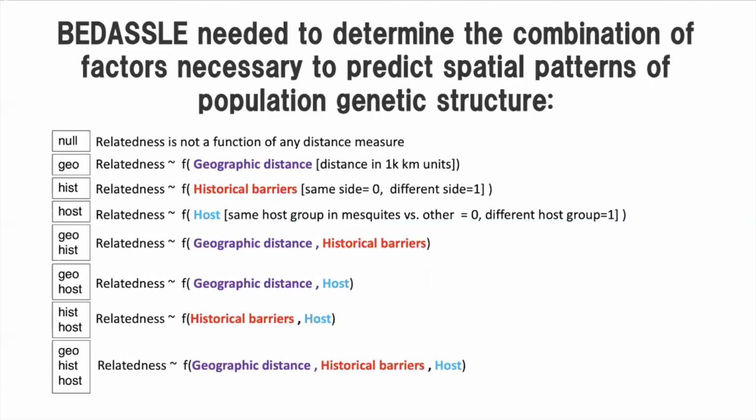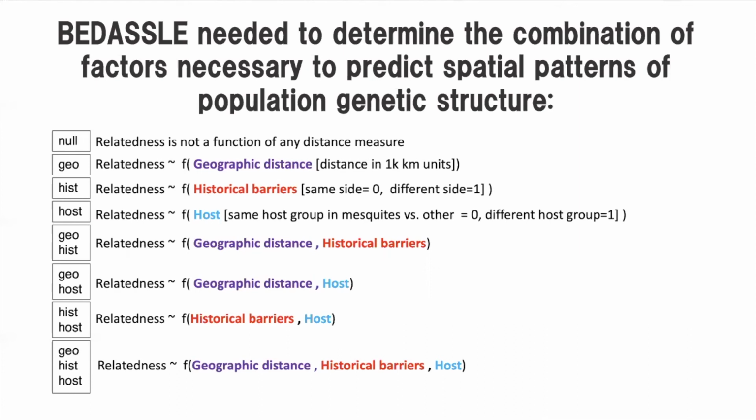Then we looked at a model that includes only historical barriers. This is coded simply: if you're on the same side of one of these barriers, you have a distance of 0 for this variable, and if you're on different sides, you have a distance of 1. So this is a discrete ecological variable.